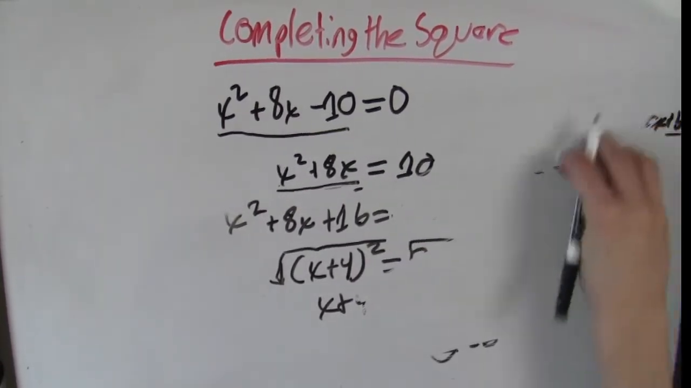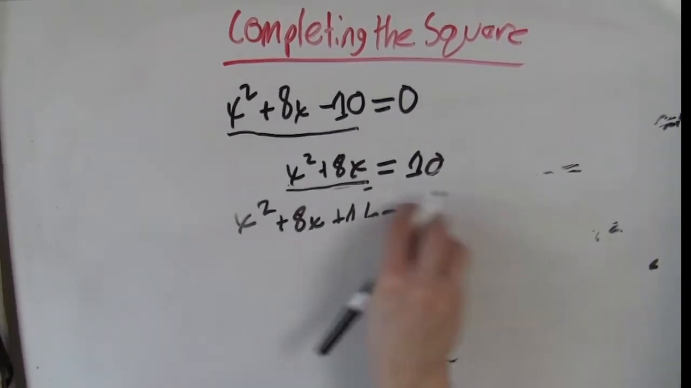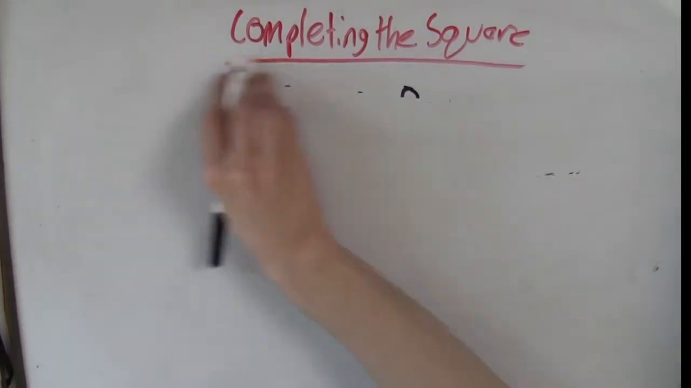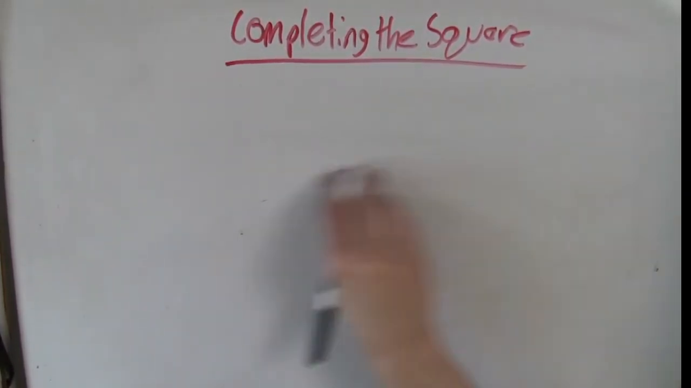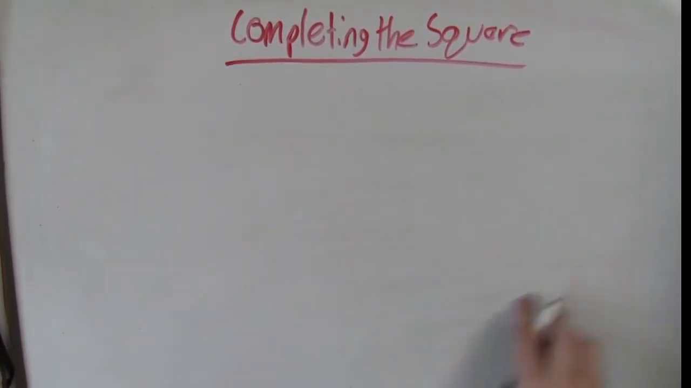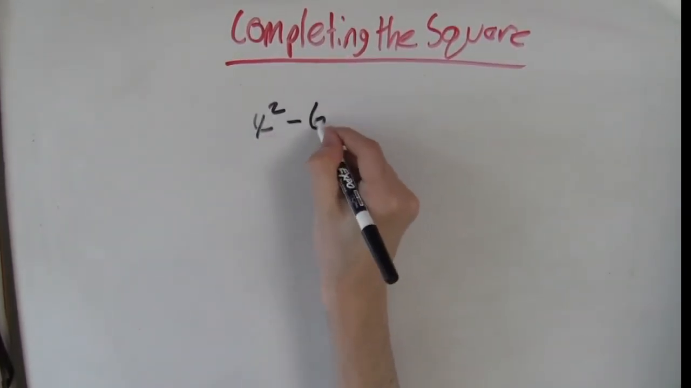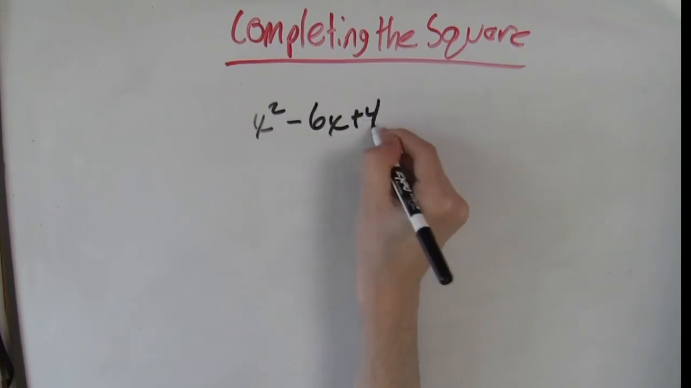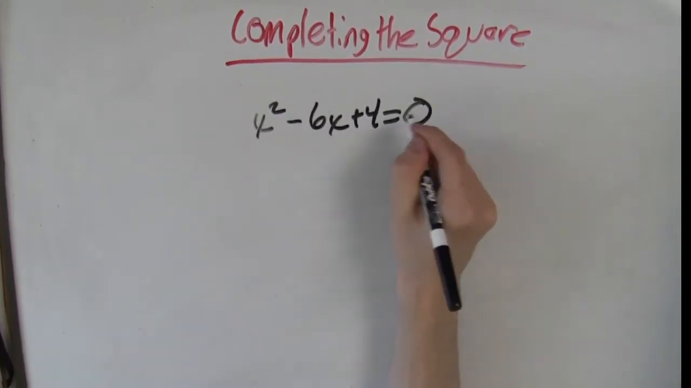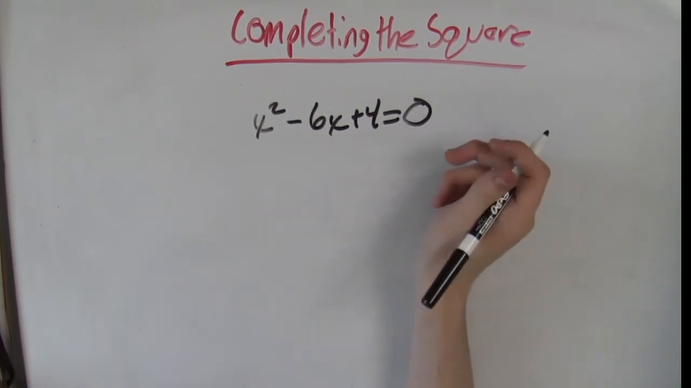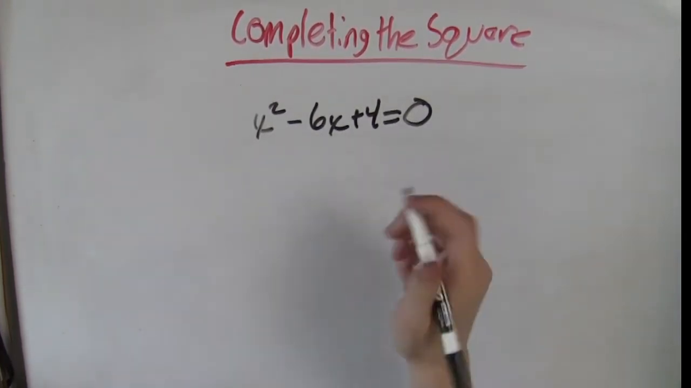Let's do some more practice with completing the square so we can really understand it better. So let's say we have something like this: x squared minus 6x plus 4 equals 0. Again, just looking at it, that seems pretty difficult to factor. We don't have any nice and easy solutions. So we're going to try to complete the square.